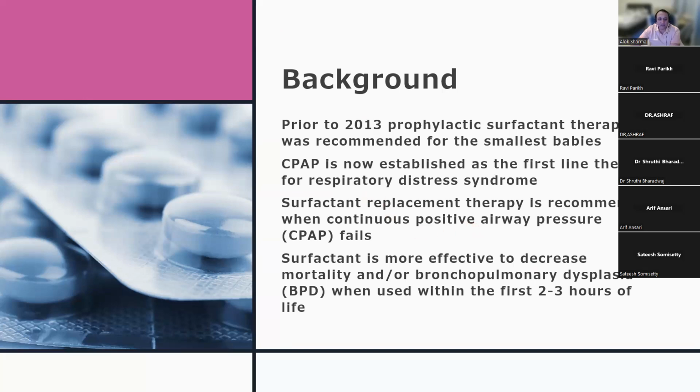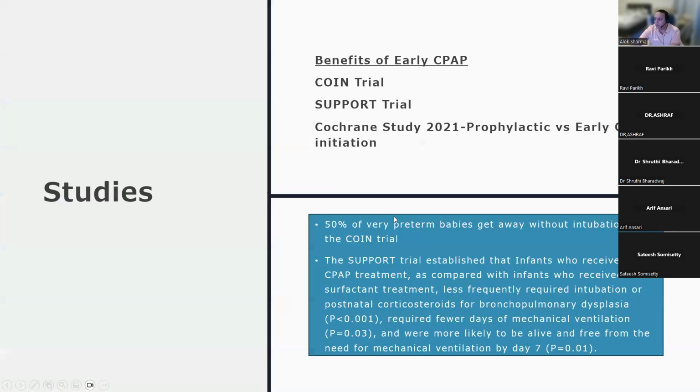Now, having said that, what we know from our perspective is that there's a significant proportion of babies who will start CPAP and will fail. So again, just to give you a little bit of a flavor, the SUPPORT trial basically provided non-invasive CPAP therapy to a group of babies compared to infants who had surfactant therapy, which was their protocol at the time.